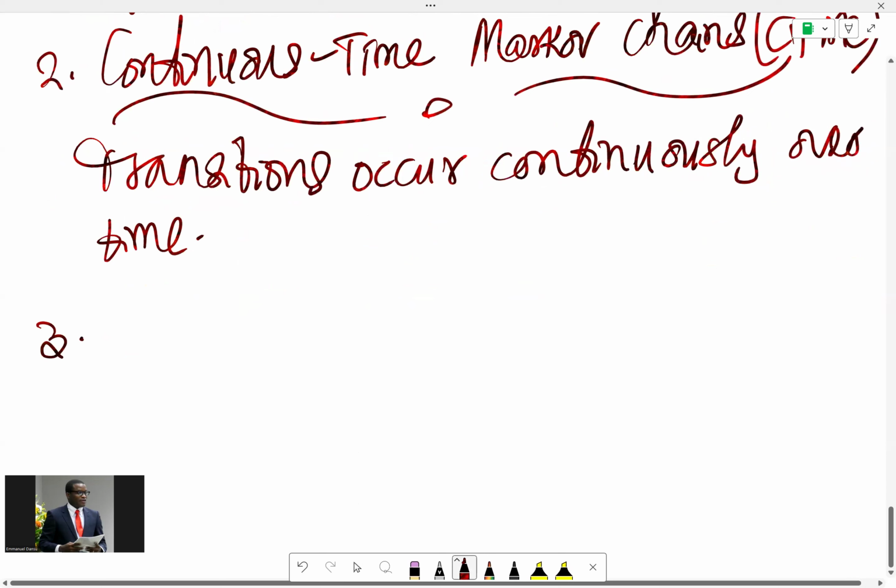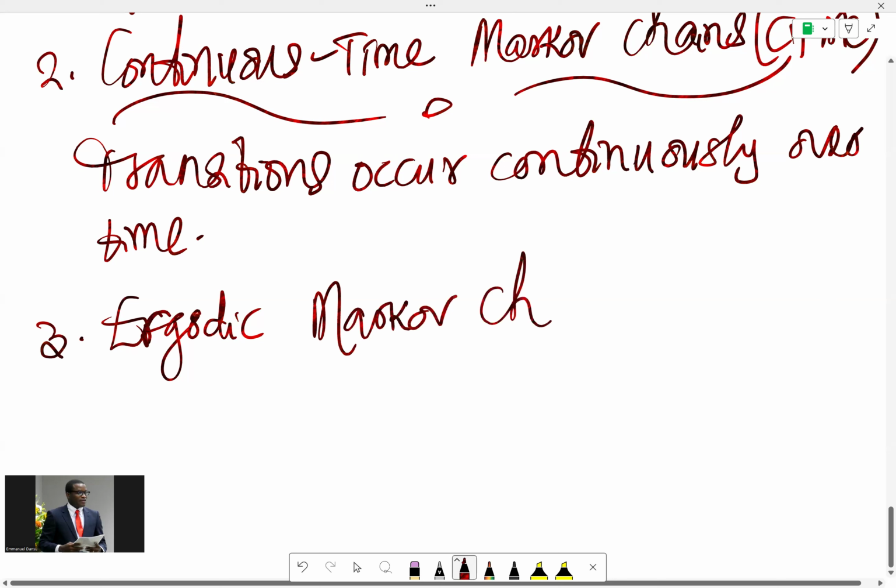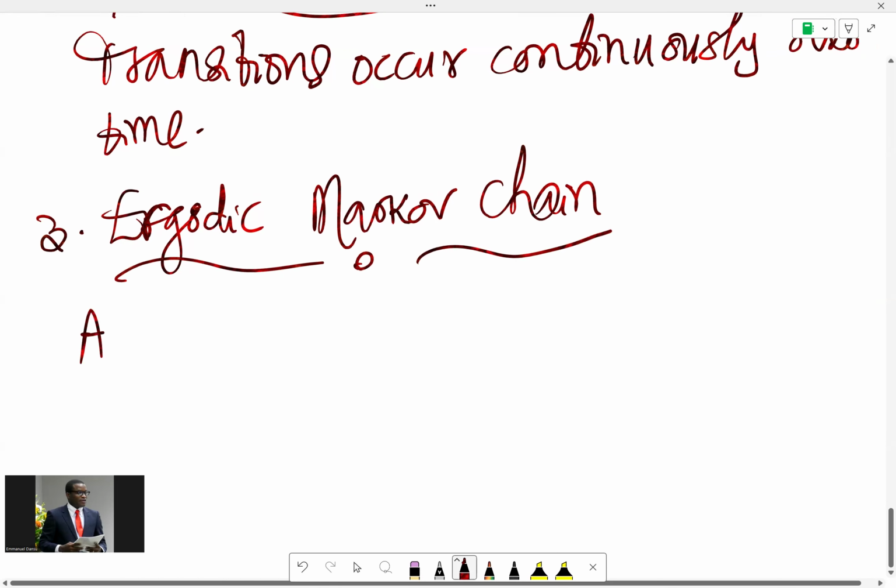And of course, we have number 3, which is the ergodic Markov chain. I don't know if you can call that EMC. Okay, so this is actually a chain.